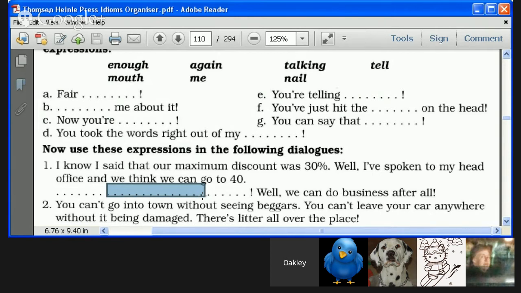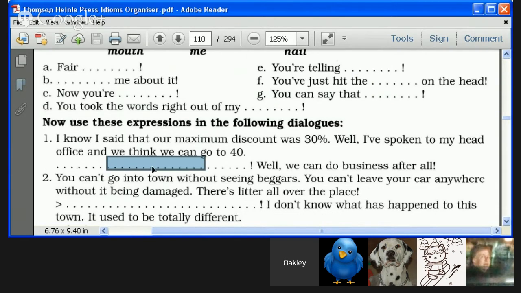Now, I think the best answer here, most useful, probably, or most likely, would be "you took the words right out." No, sorry. "Now you're talking." Or even better, "now you're talking my language." Okay. Now you're talking. Now we can do business. All right. You're talking my language. Now we're communicating. You know, 30%, I don't even want to talk to you. 40%, now we can talk. All right. So that one, I think, makes the most sense here.